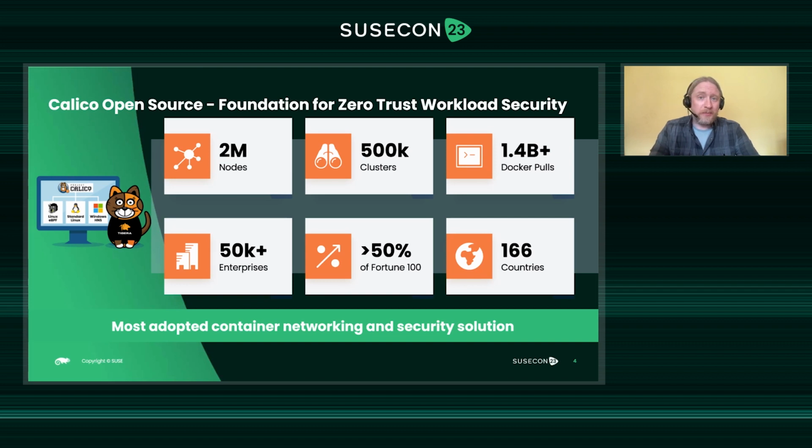Now, Calico has been deployed in large enterprises, financial services, software as a service platforms around the world, and really these figures kind of speak for themselves. Deployed across 2 million nodes, 500,000 clusters across 166 countries. So at this point in time, Calico is very much a tried, tested, and proven solution.